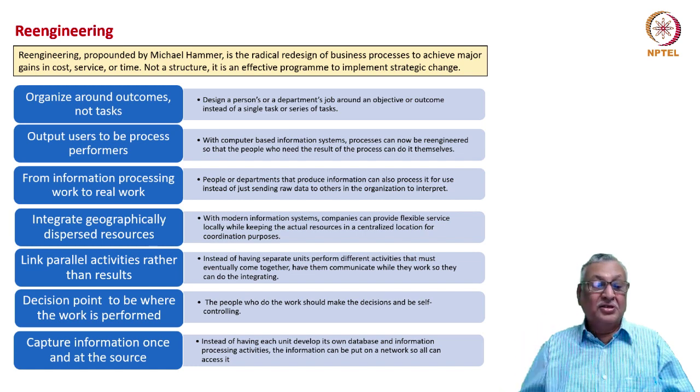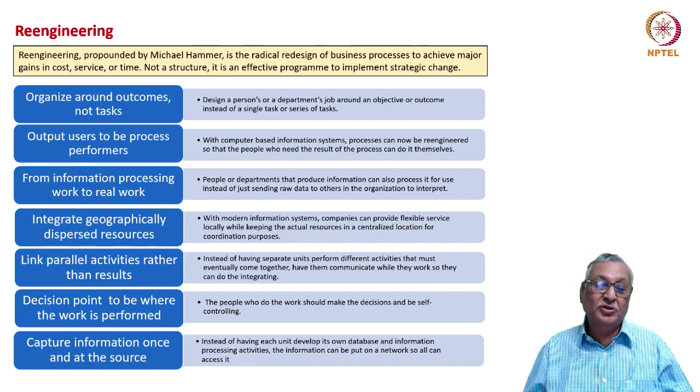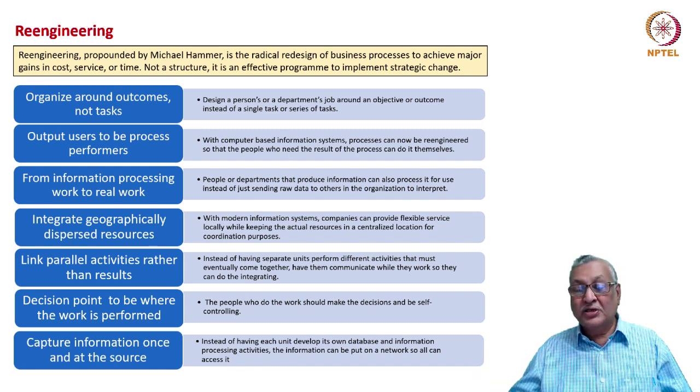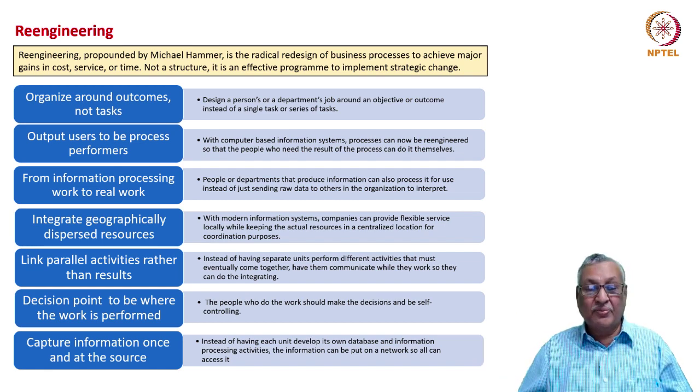And Gemba, that is the decision point, needs to be where the work is performed. The people who do the work must make the decisions and be self-controlling. It is inefficient and ineffective to get a problem defined through paperwork which is analyzed elsewhere and then solution forwarded back to the workplace. It is always appropriate that the industrial engineers, the planners, the task managers, the doers who actually do the work get together at the workplace and then improve the decision making.